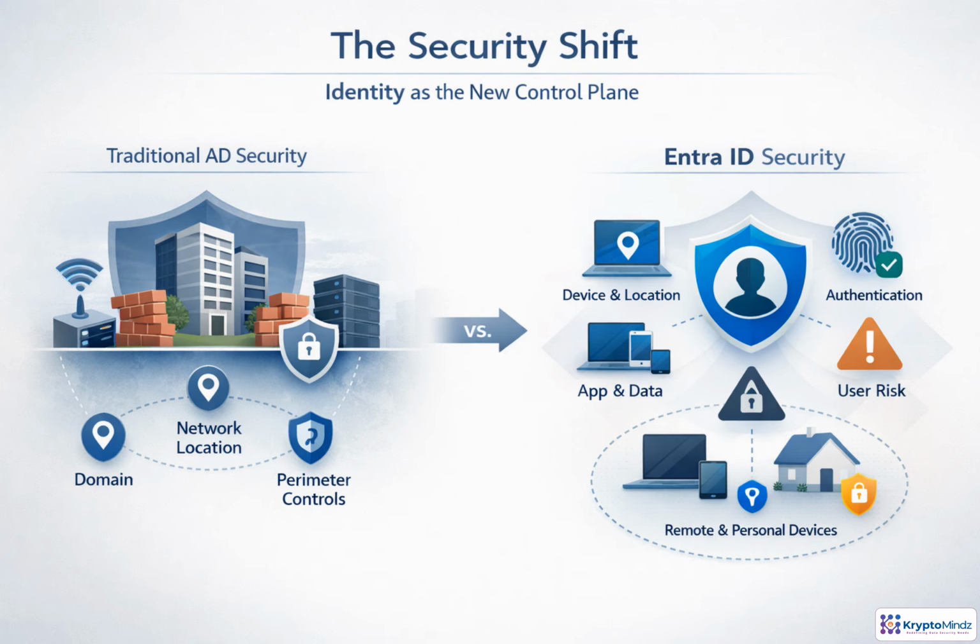In traditional AD security, trust often begins with location. Inside the network, joined to the domain, and protected by perimeter controls. Entra ID moves that center of gravity to identity and context. Access is evaluated based on who is signing in, how they authenticate, what device they use, where they are, and whether risk is present. That matters because work now happens across home networks, personal devices, and cloud apps. This is zero trust in practice. Verify explicitly, grant only what is needed, and design as if breach is possible.